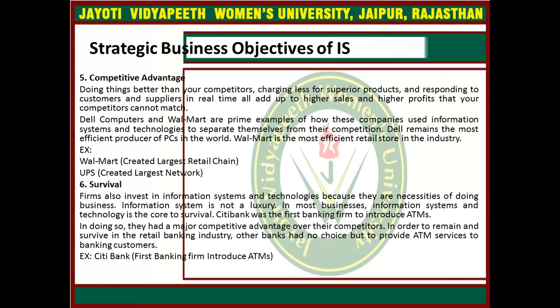The last one is survival. Firms also invest in information systems and technologies because they are necessities of doing business, so they need to invest in them. Information system is not a luxury. In most businesses, information systems and technology are a matter of survival. Citibank was the first banking firm to introduce ATMs. In doing so, they had a major competitive advantage over their competitors.